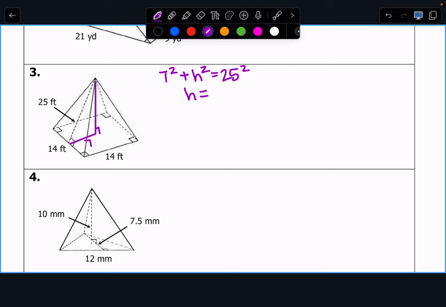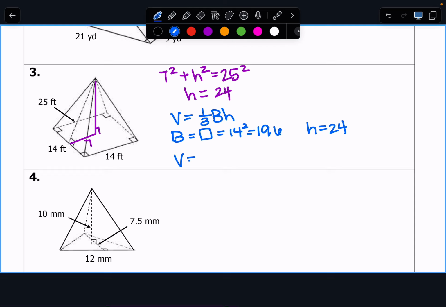What's our height? It's 24. Hey, that's a Pythagorean triple. So our volume is 1/3 area of the base times the height. Our base is a square that has area of 196. And our height we figured out is 24. So our volume is 1/3 times 196 times 24. That gives 1568.